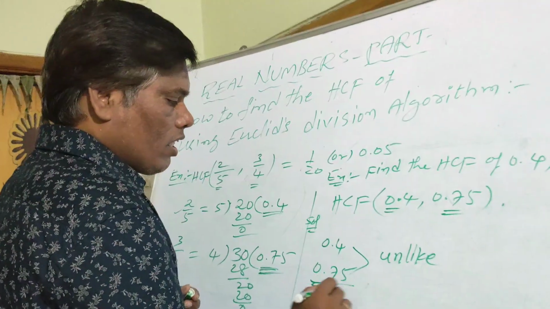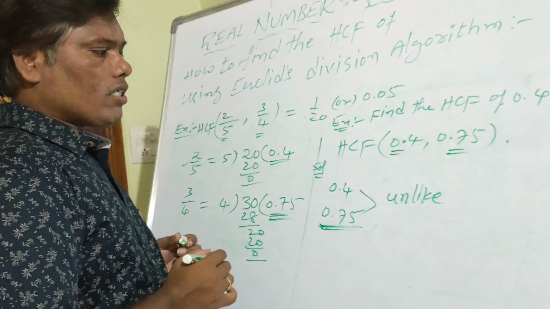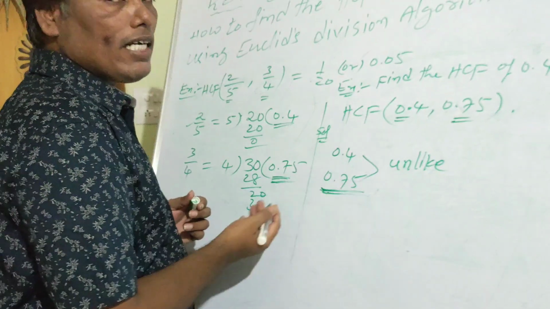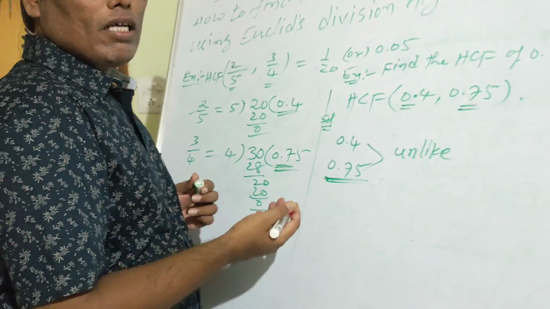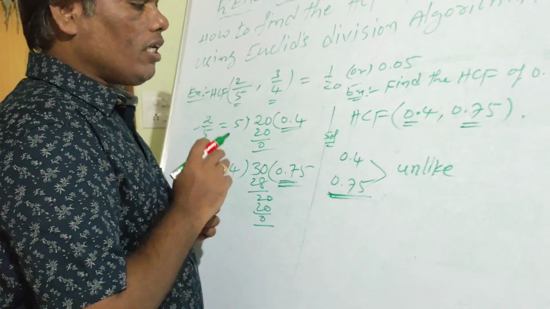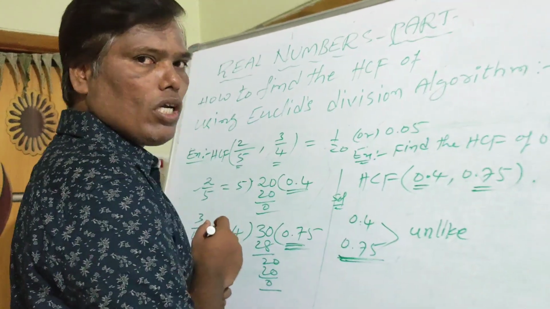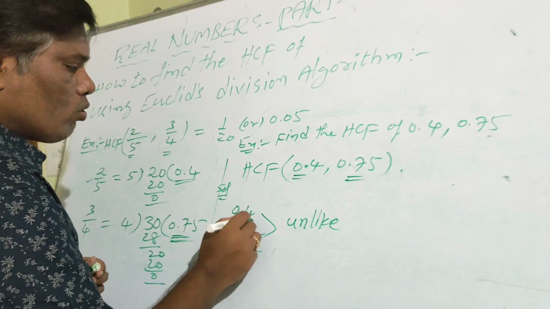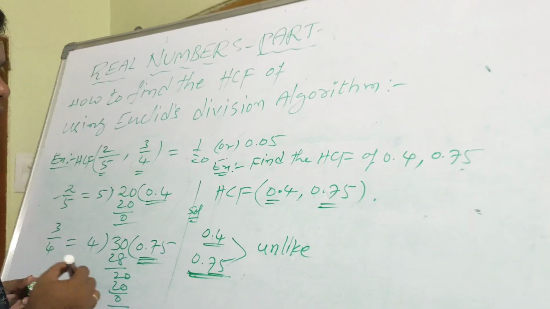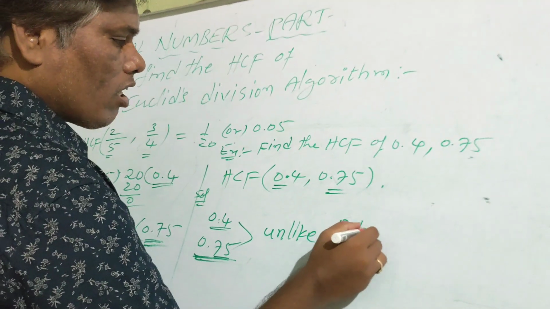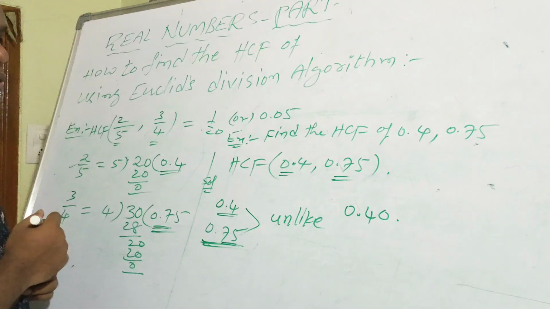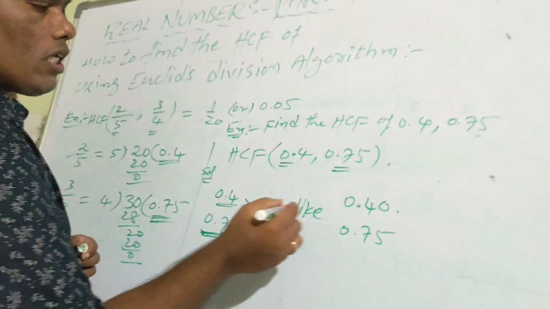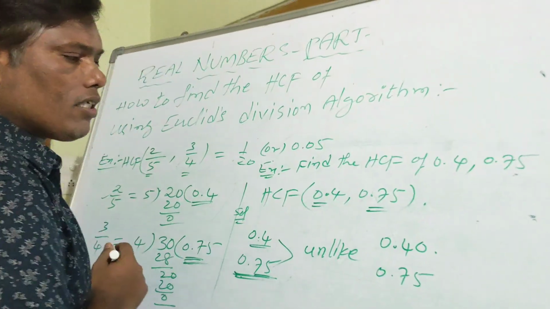In finding the HCF of decimals, the very first step is to convert the unlike decimals into like decimals. Like decimals means the number of decimal places should be the same. Here after the decimal point we have only one place, and here we have two places. Let us write two places after the decimal point in the first one. So 0.4 can also be written as 0.40, and 0.75 is the same as 0.75. Now you see, after the point we have two places in both.